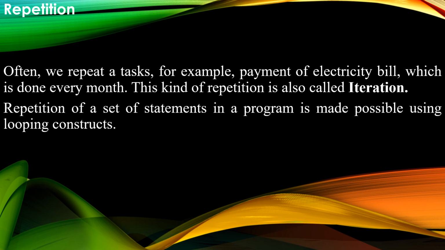Repetition. Often we repeat a task. For example, the payment of an electricity bill, which we do every month. That means we repeat the process of paying the electricity bill every month. This kind of repetition is called an iteration. Other examples might be paying the telephone bill, paying the water bill every month. This is also an example of an iteration.